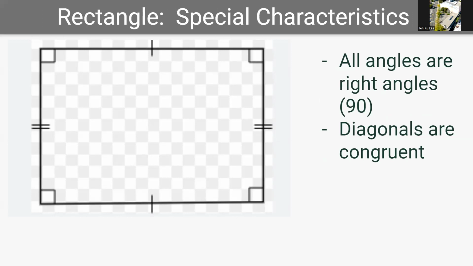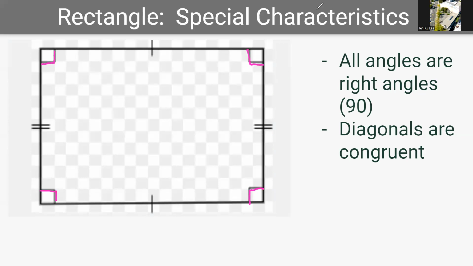Okay, what special characteristic do they have? Well, all the angles are right angles, and we all know that, right? They're all 90 degrees. Opposite sides are congruent, right? And that's from being a parallelogram. But the special characteristic that they do have is that all the angles are right angles. Okay?